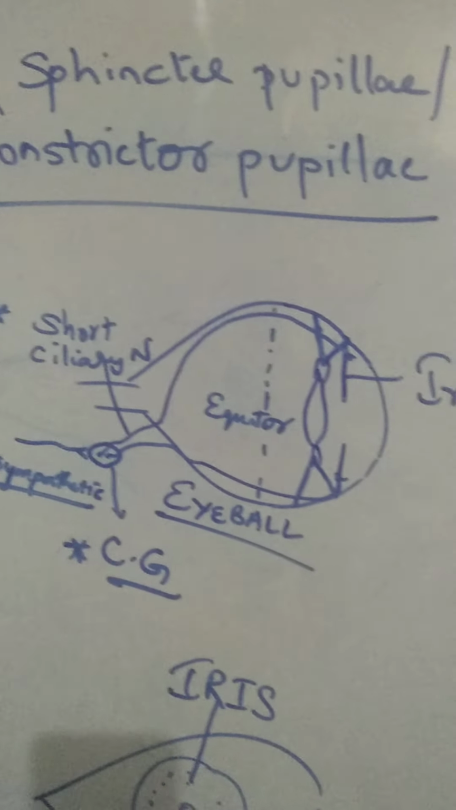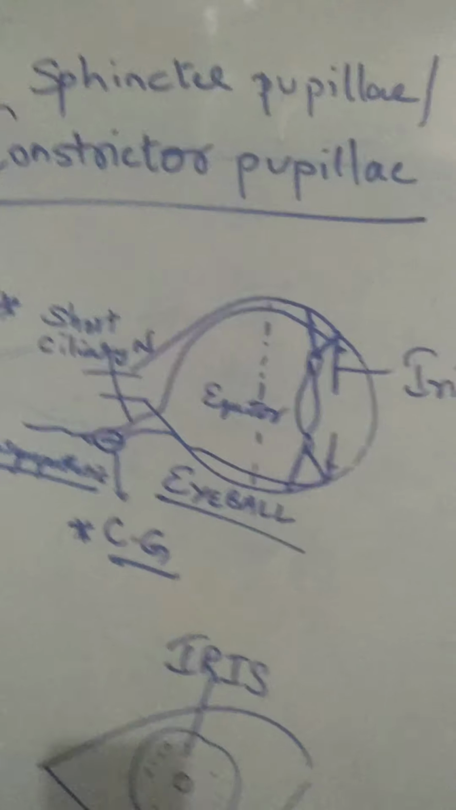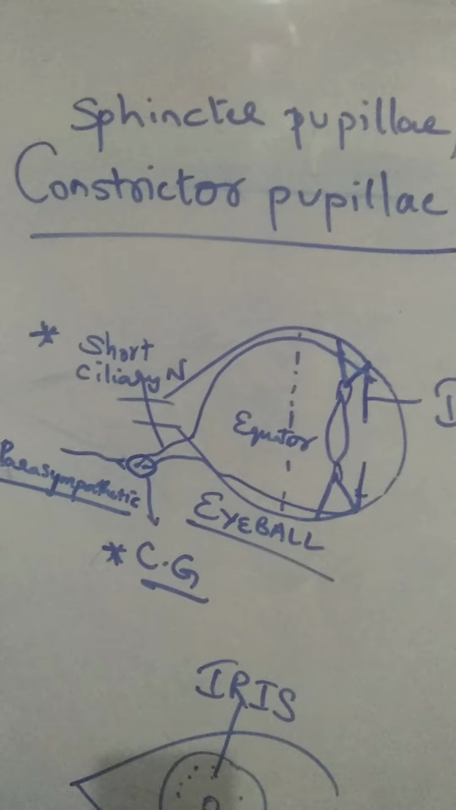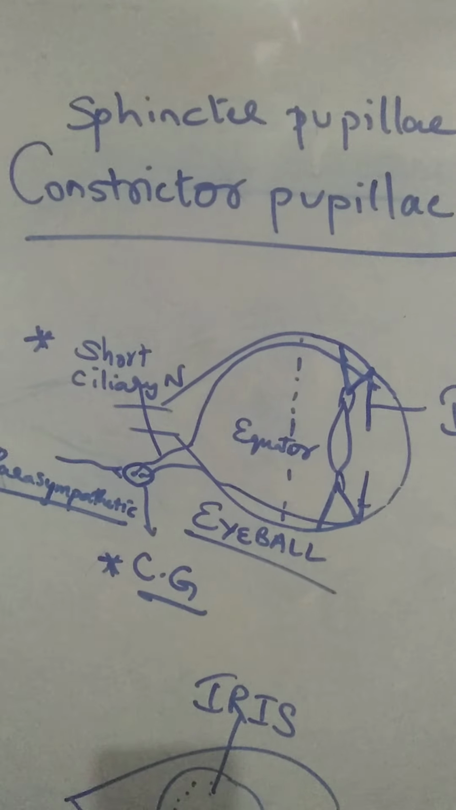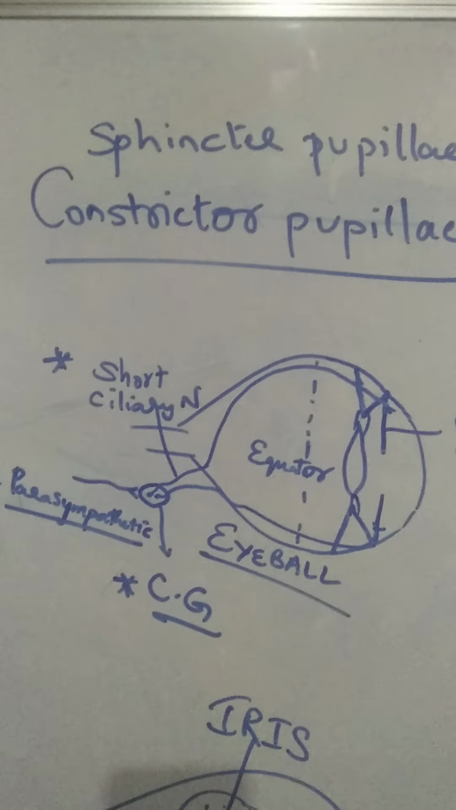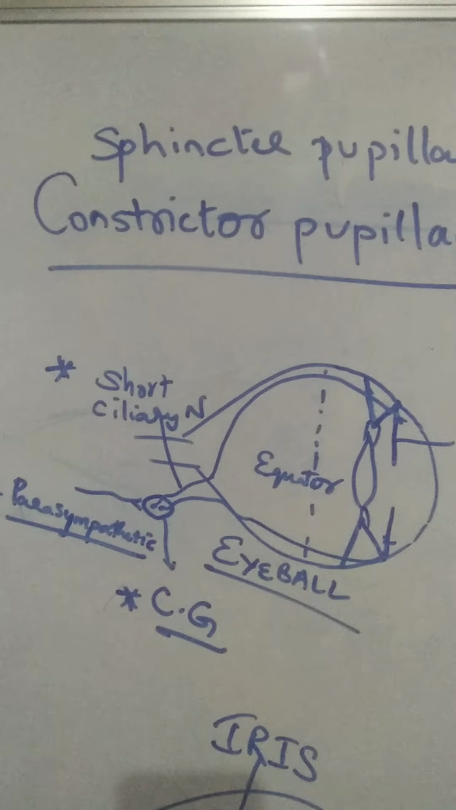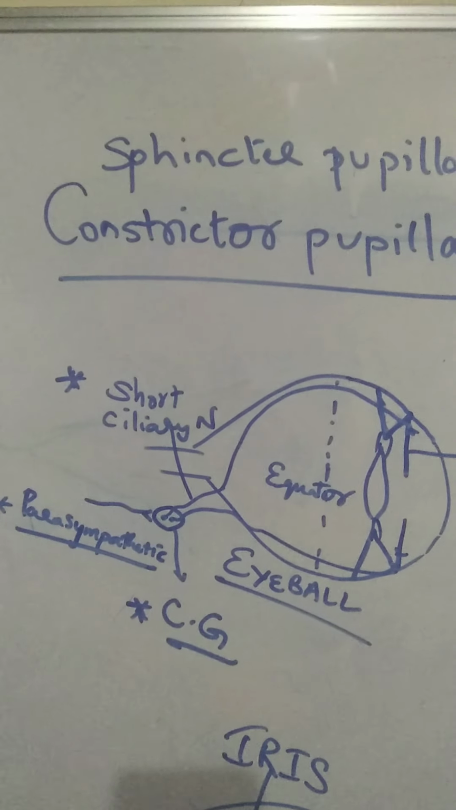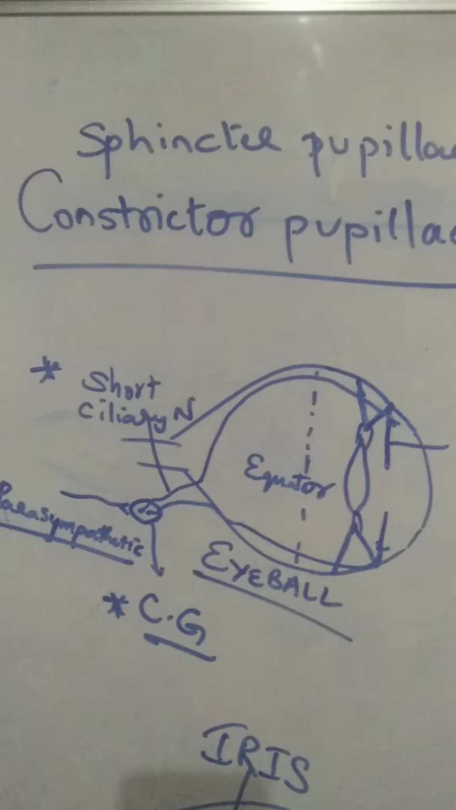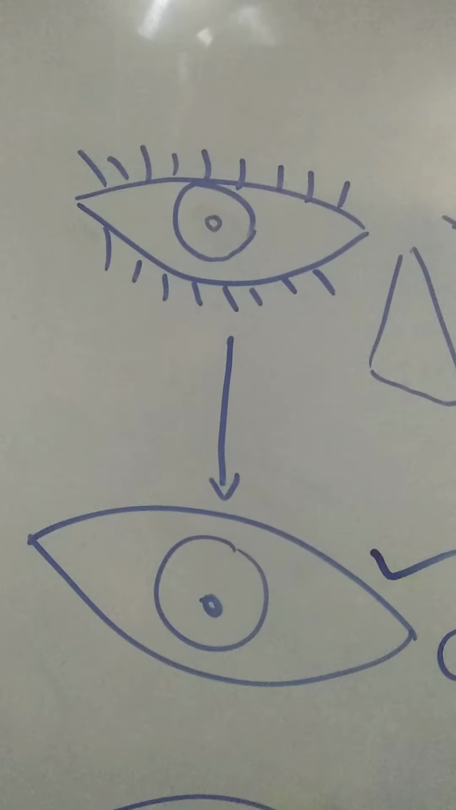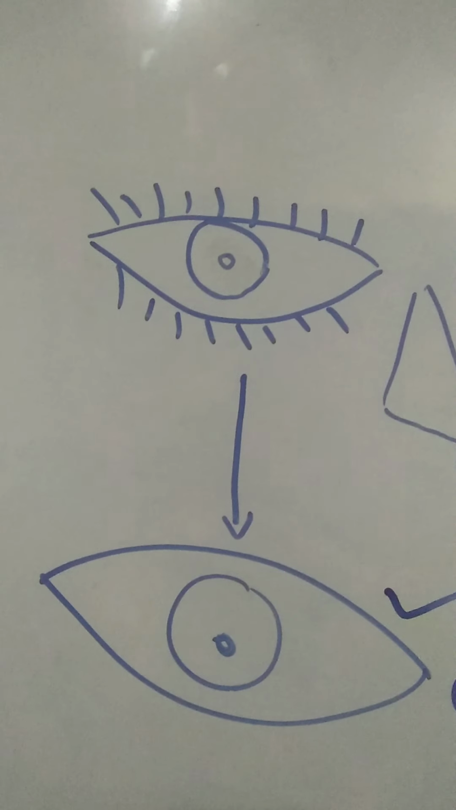The other time when the constrictor pupillae will work is whenever you are seeing anything which is really bright. When too much light enters your eye, there will be photophobia, that means fear of light, or you will have a burning sensation in your eye. To reduce that, nature will activate the parasympathetic nervous system at that point, so that there is a constriction of the pupil, thereby reducing the amount of light entering your eyeball.